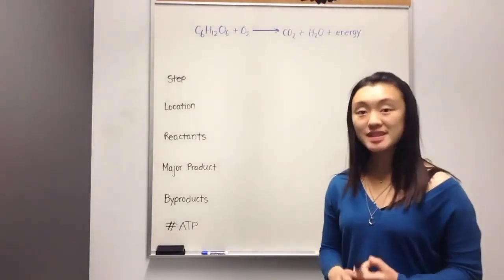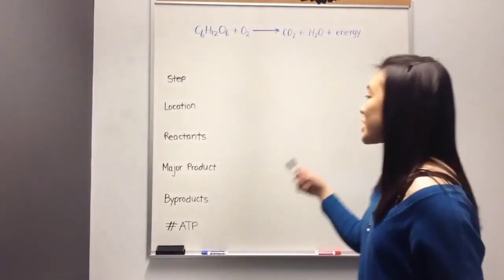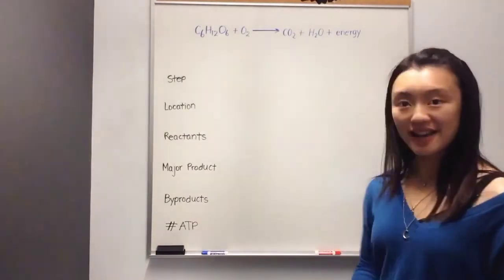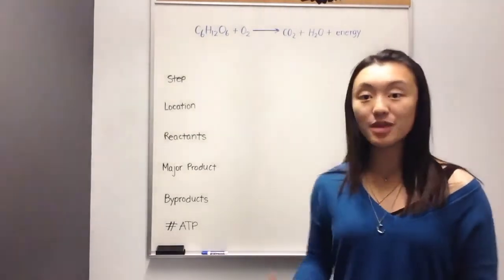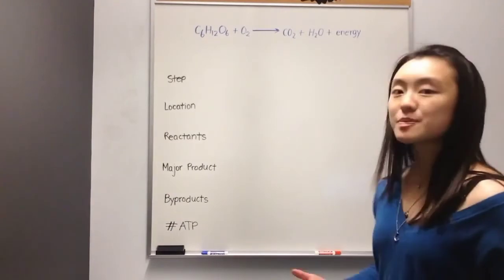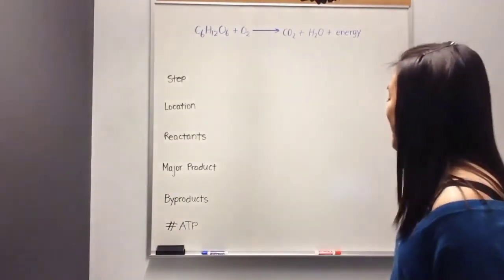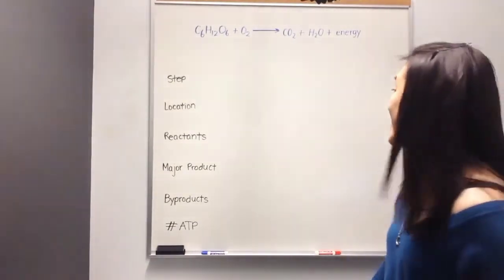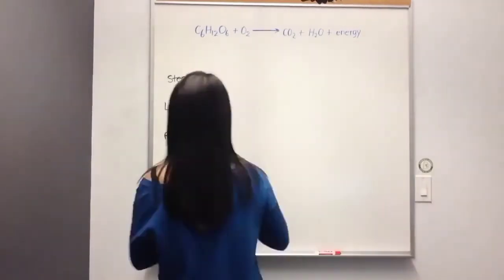We'll look at which of the three steps of cellular respiration it is, and where it takes place within a cell. We'll take a look at the reactants, so what goes in, the input, and we'll also examine the main products as well as byproducts produced during this reaction. At the very end, we'll look at the number of ATP and then summarize how much ATP we've made in total.